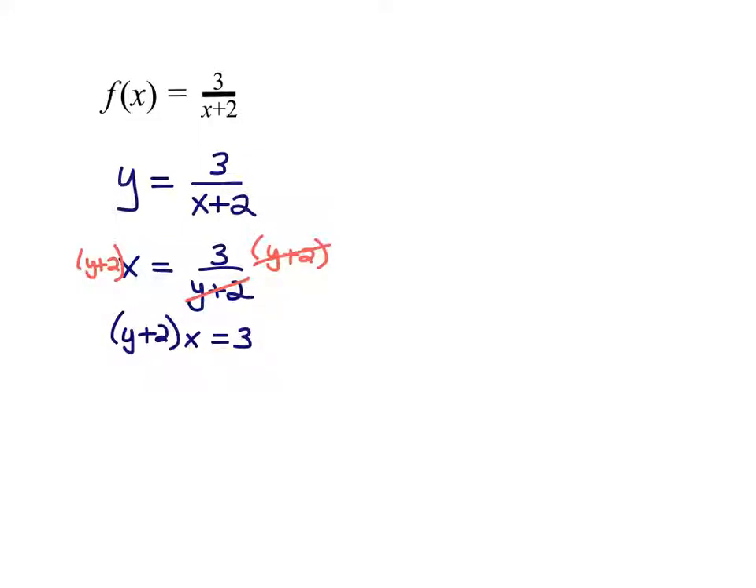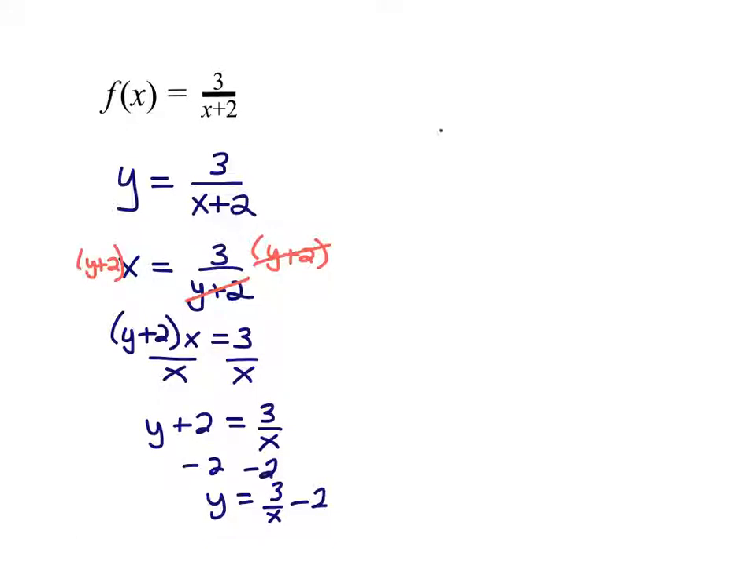I know there's lots of ways to go from here. I think the easiest way is simply just divide by x. So I get y plus 2 equals 3 over x. And then I can subtract 2 from both sides. So y equals 3 over x minus 2. So that is a fine way to write the inverse, 3 over x minus 2.